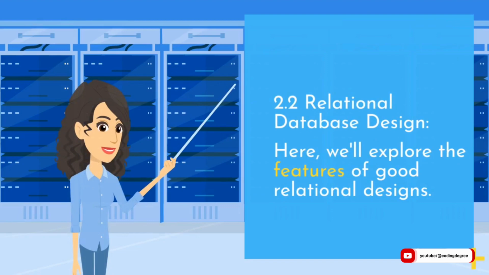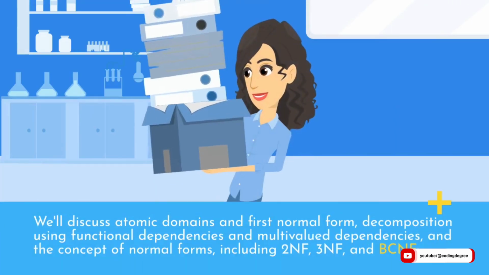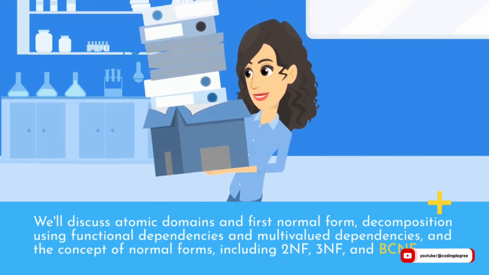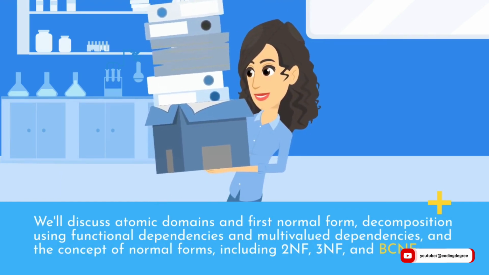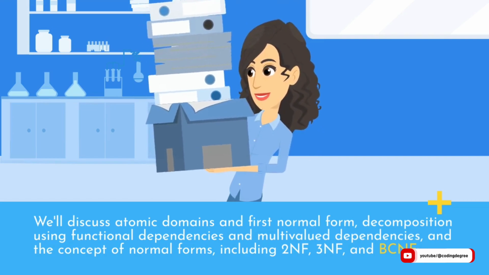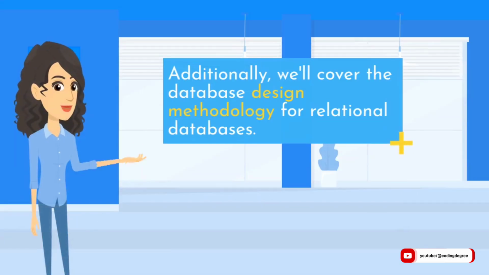2.2 Relational Database Design. Here, we'll explore the features of good relational designs. We'll discuss atomic domains and first normal form, decomposition using functional dependencies and multivalued dependencies, and the concept of normal forms, including 2NF, 3NF, and BCNF. Additionally, we'll cover the database design methodology for relational databases.